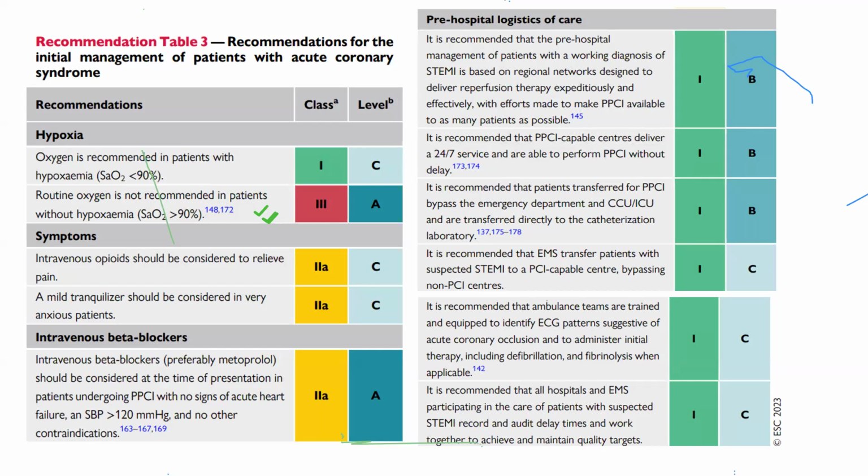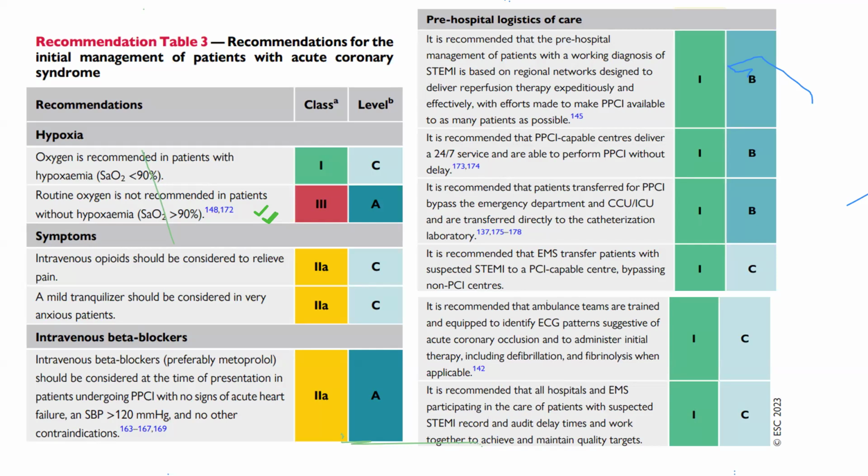Class 1. It is recommended that patients transferred for primary PCI bypass the emergency department and CCU or ICU and are transferred directly to the cath lab. It is recommended that EMS transfer patients with suspected STEMI to a PCI-capable center, bypassing non-PCI centers. So all this is to reduce the systemic delay that results in loss of cardiac muscle, because time is muscle.